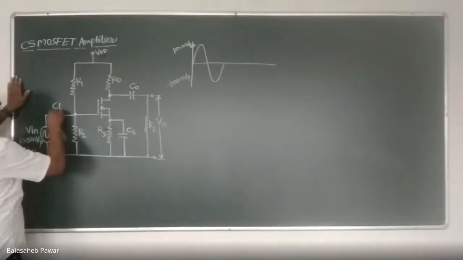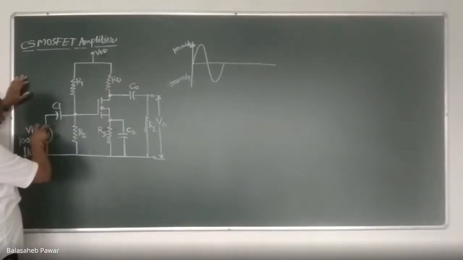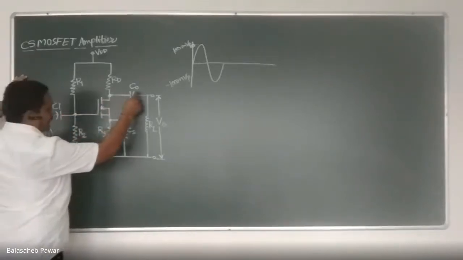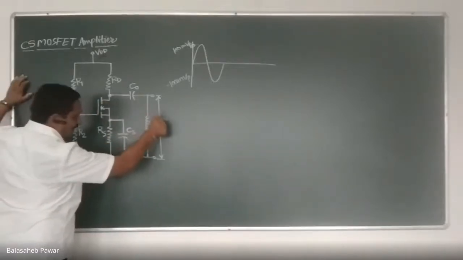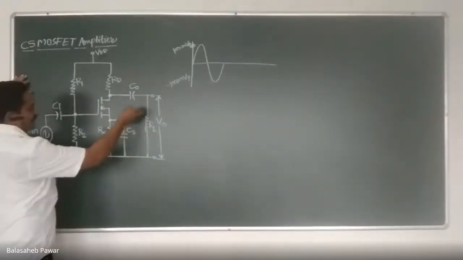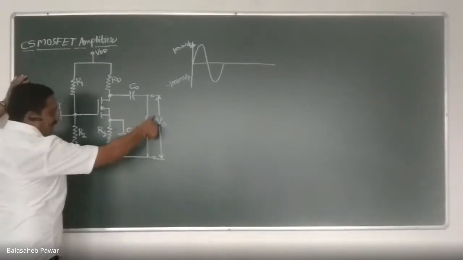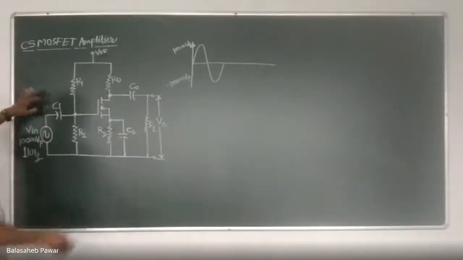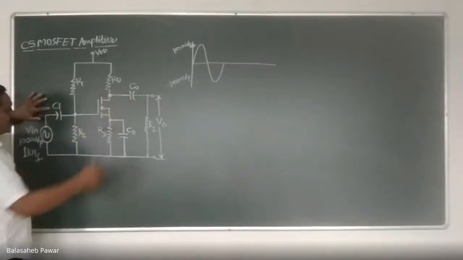Then there are two coupling capacitors. One is used to couple the input signal to the gate terminal of the transistor, and the other coupling capacitor is connected to the drain and load resistance. Whatever output we want to obtain will be through this output coupling capacitor, and there will be a current through RL, and that's why there will be a voltage drop, which we call the output voltage VO. So these two capacitors are used for coupling purpose, but why is there a need for coupling?